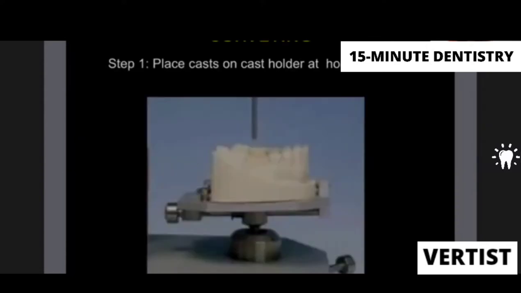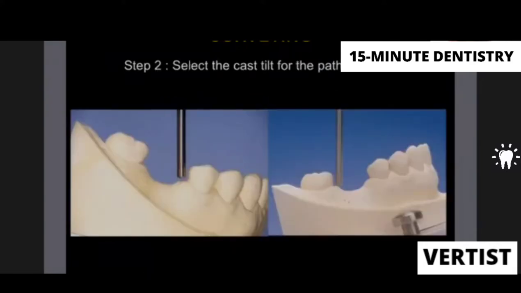So what do you do? You place the cast on the surveying table at the 0 degree tilt. That means you do not give a tilt to the surveying table. Then you're going to be putting your surveying tools, and you're going to be seeing the parallelism between your abutment teeth. So as you can see here, these are your paralleling rods, and that's going to be deciding your path of placement or your path of insertion for your denture.